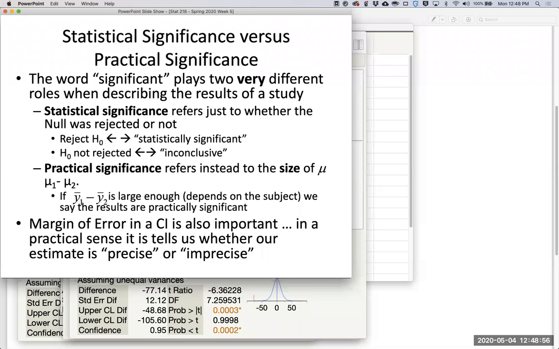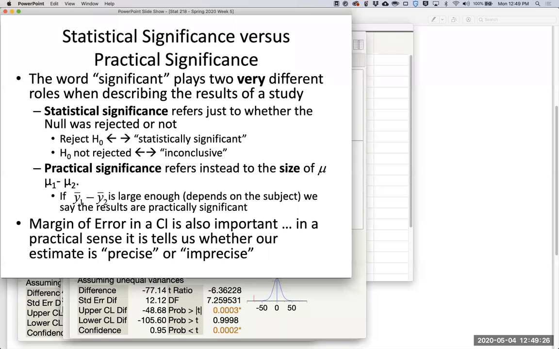Which raises the question of statistical significance. Literally, is there a difference between the two groups? Statistically, is it noticeable? And practical significance. How big is the difference between the two groups? Okay, if we have statistical significance and if we have practical significance, I'd say those results are real and important.